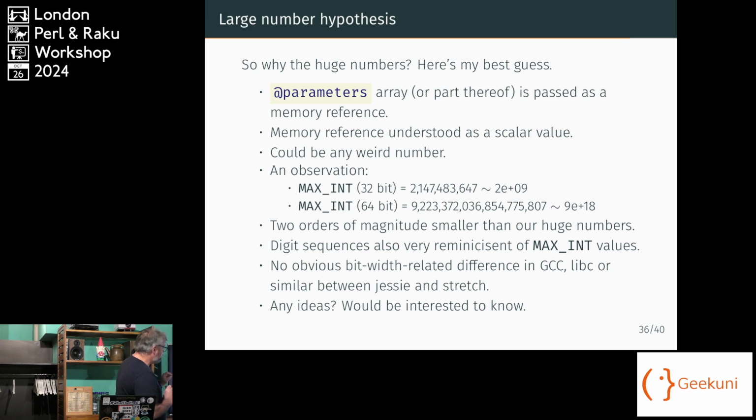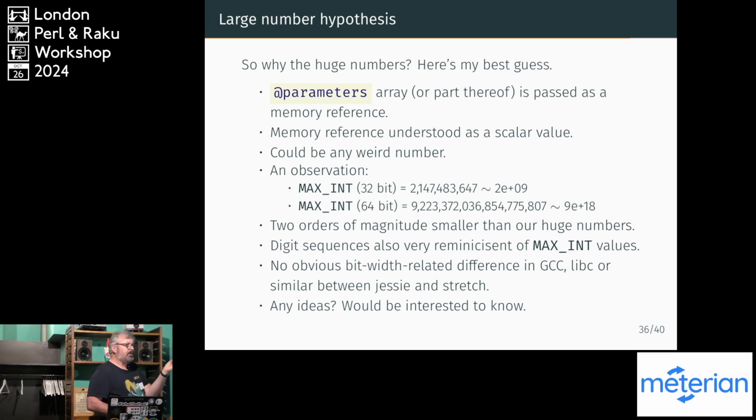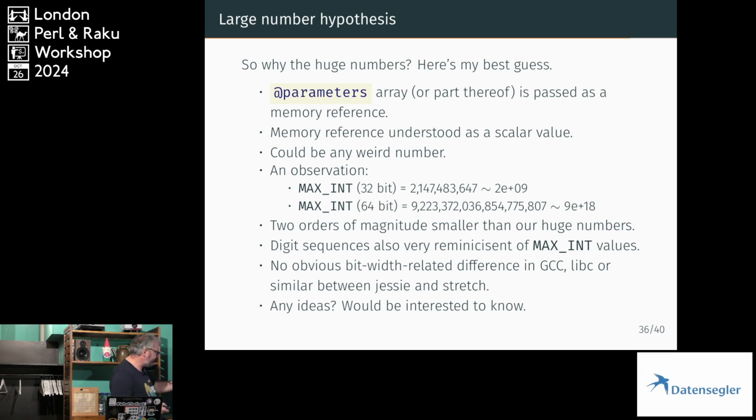Basically, the parameters array is effectively passed as a memory reference, and I'm thinking that this is like you've got a memory reference being passed as a scalar value. You're using the value of the pointer, but not the value that the pointer is pointing to, which could be any weird number. Now, what's odd is that if you consider a 32-bit number, for example, max int of that, you get something that looks like this, and if you use a 64-bit number, you get something which looks like that.